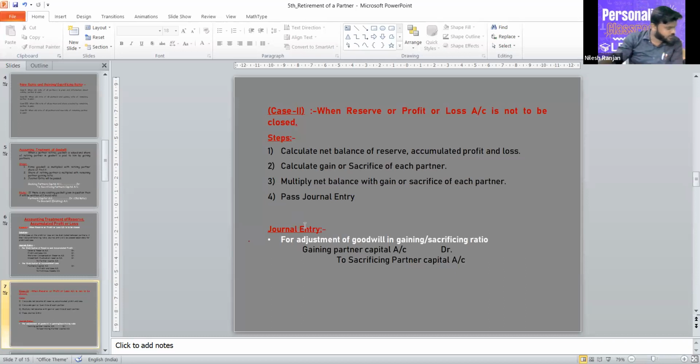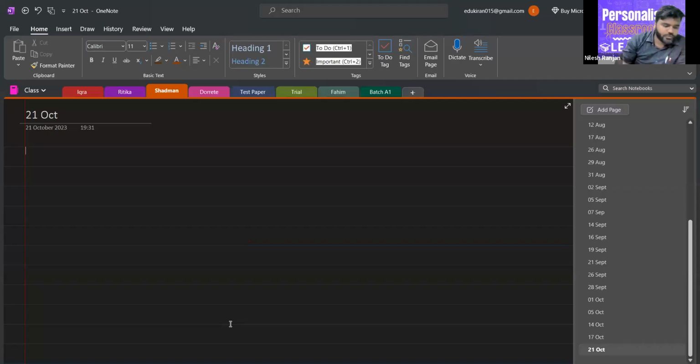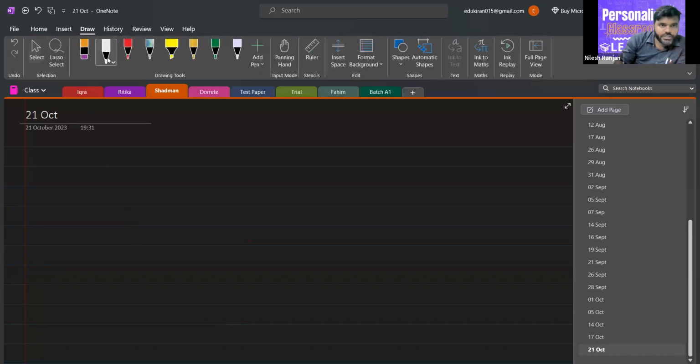Treatment of goodwill. Yes, there is a question here. I'm writing the question and tell me if you understand the question, if it can be solved with you. So there are three partners A, B, and C. You are seeing the screen I'm writing? Yes, I can see. Okay, so A, B, and C are partners, and their profit sharing ratio was 5:3:2.